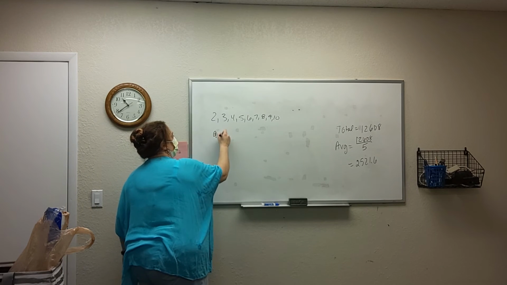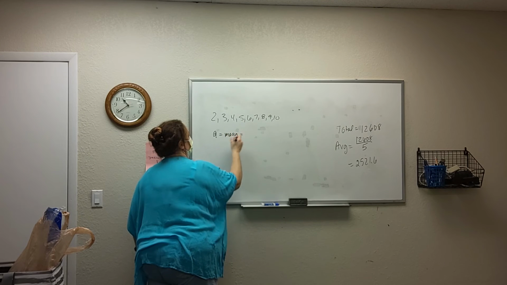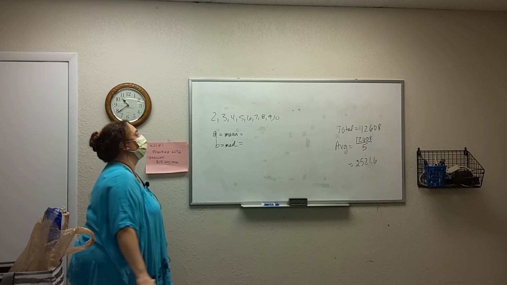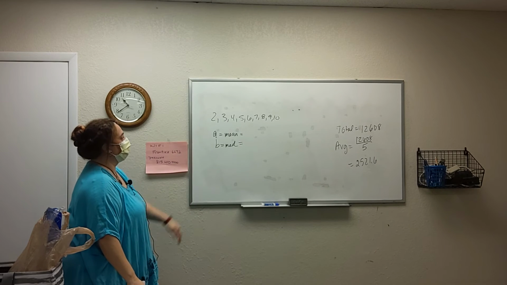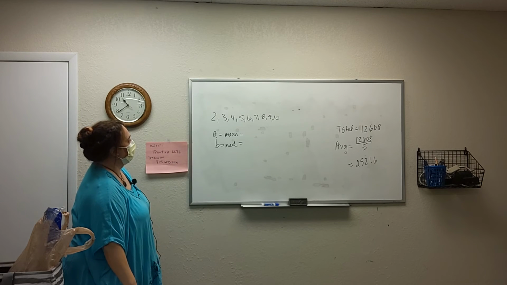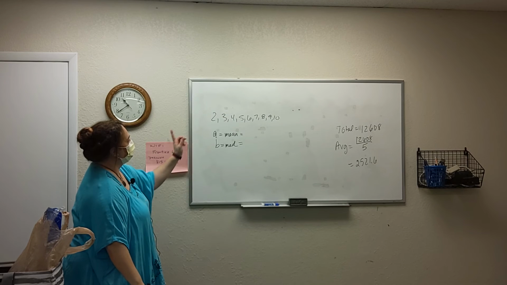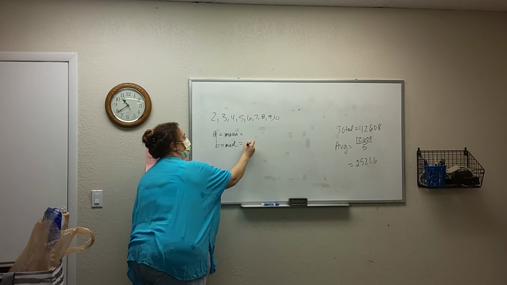A is the mean. And B is the median. All right, so find your mean. Add them all up and divide by 9. And your median is your middle. Knock 4 off of each end. It's going to be 6.